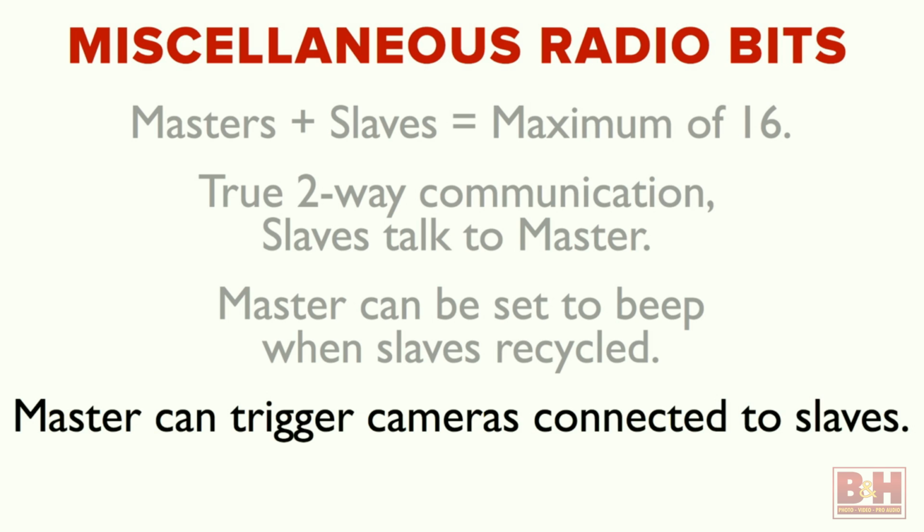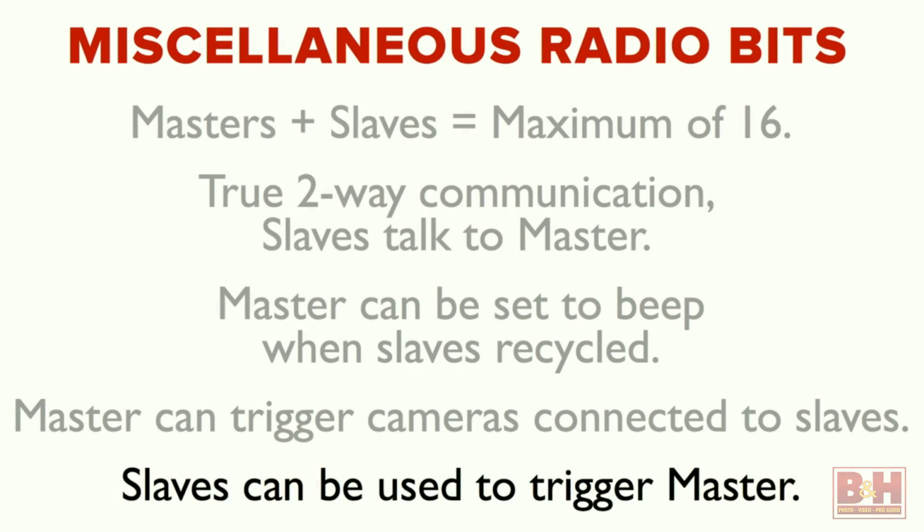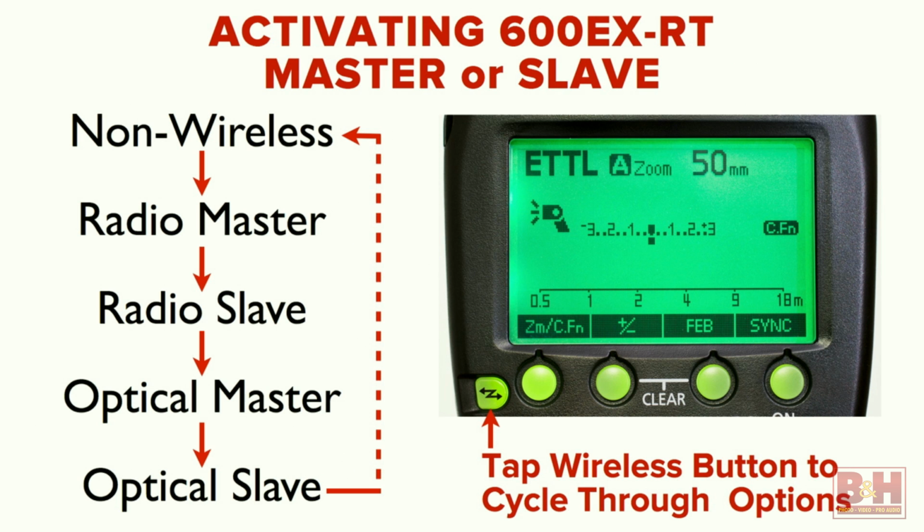All right. Master can trigger off other cameras. I don't find this, as I've already articulated, to be incredibly useful, but some people, wildlife shooters who don't have time-sensitive issues, find it to be helpful. And conversely, there is a pretty esoteric feature, in my opinion, where you can take a slave speedlight and use it to fire the master's camera.